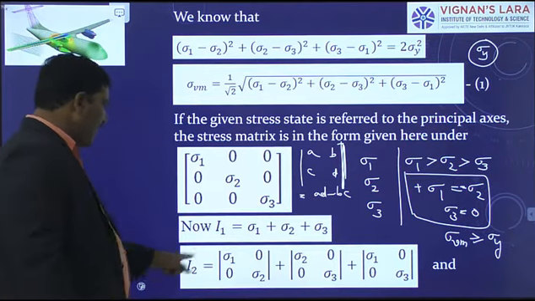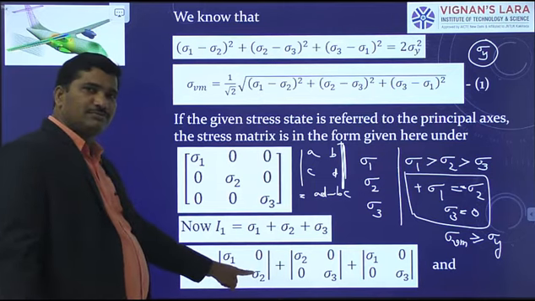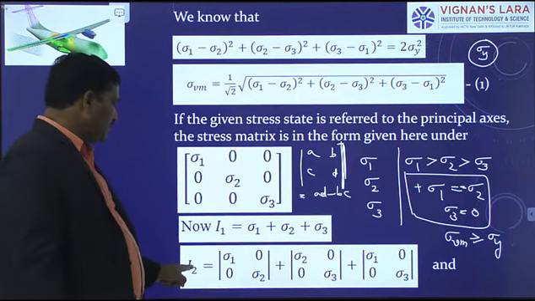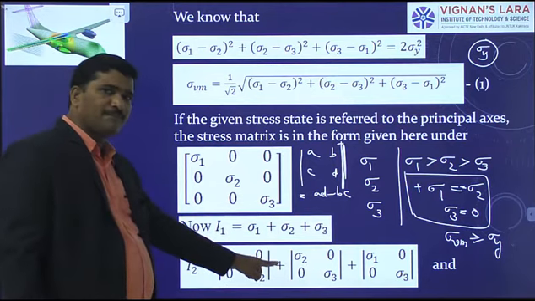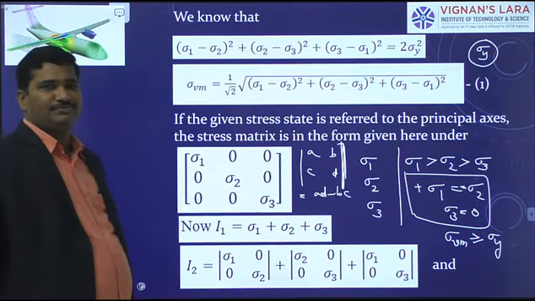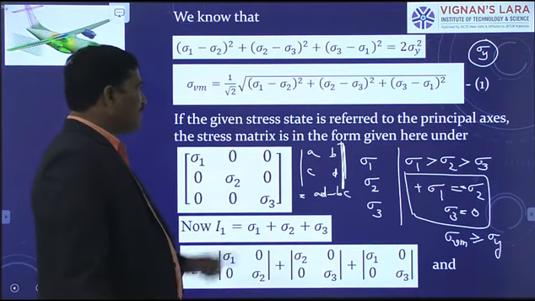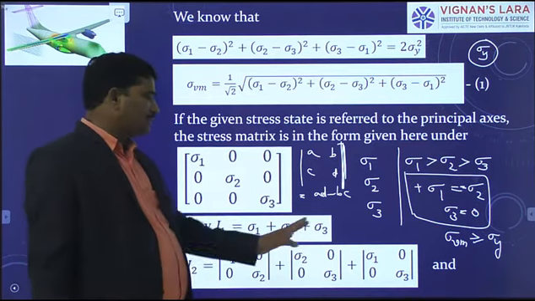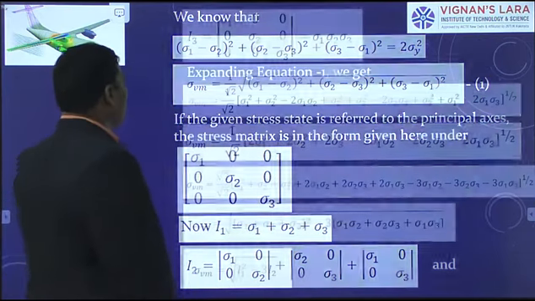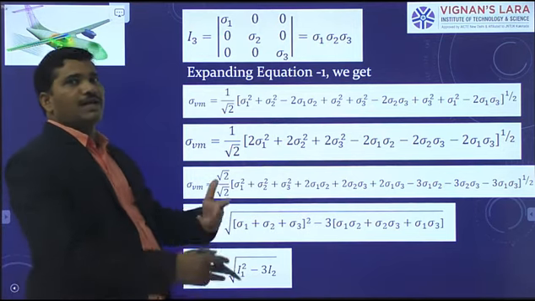That is the reason why, if you determine I2, you get sigma 1, sigma 2 minus 0 into 0, simply sigma 1, sigma 2. I2 equals sigma 1, sigma 2 plus sigma 2, sigma 3 plus sigma 1, sigma 3. That is how you get I2. And we have I3 here. Let us see how they are helpful.